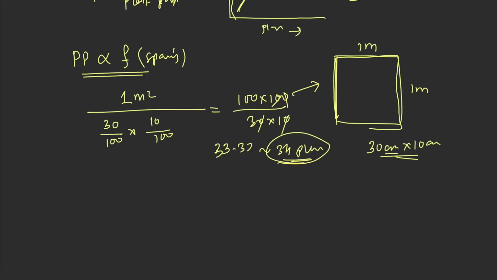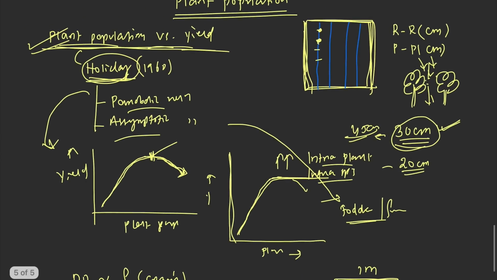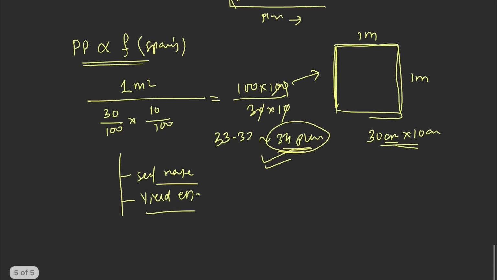And where is it utilized? To calculate the seed rate and to estimate the yield. For this calculation we will talk later on. This plant population is essential. In this particular lecture we saw what is plant population, what is optimum plant population, what happens if we are not maintaining optimum plant population, what is the relation between plant population and yield, and how to calculate plant population.